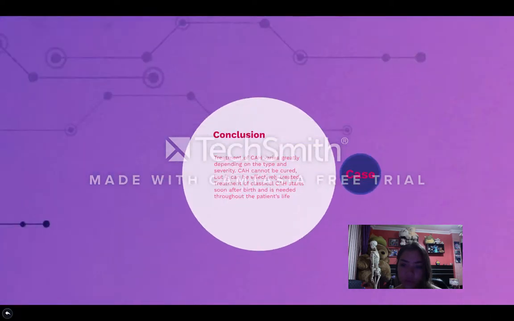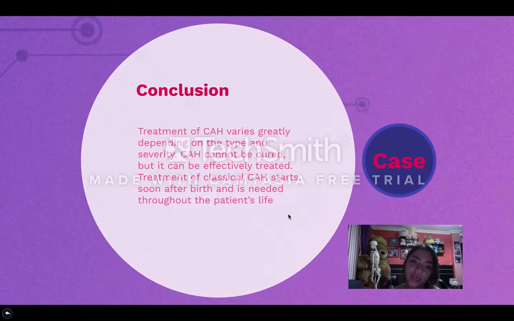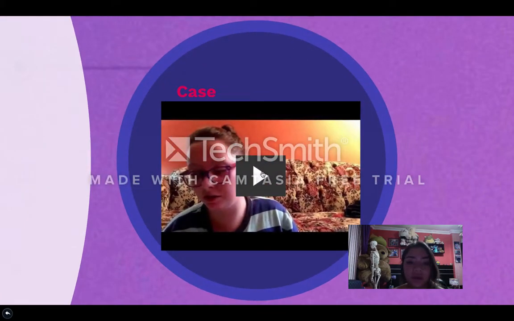In conclusion, treatment of CAH varies greatly depending on the type and severity, and it cannot be cured, but it can be effectively treated. Treatment of classical CAH starts soon after birth and it's needed throughout the patient's life. Here's a case of a girl.